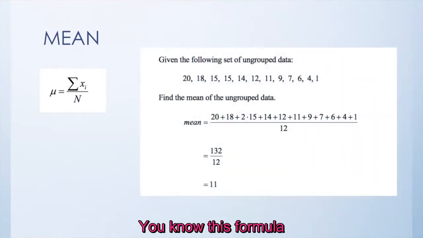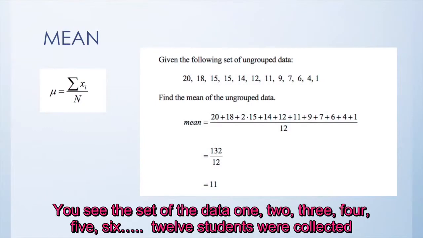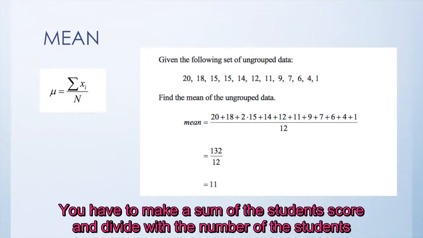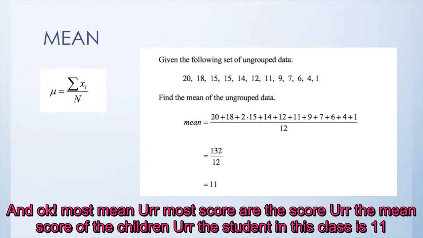You know this formula. For example, you see the set of data, 3, 4, 5, 6, with 12 students collected. And then the formula is very, very simple. You make a sum of the students' scores and divide by the number of students. And the mean score of the students in this class is 11.